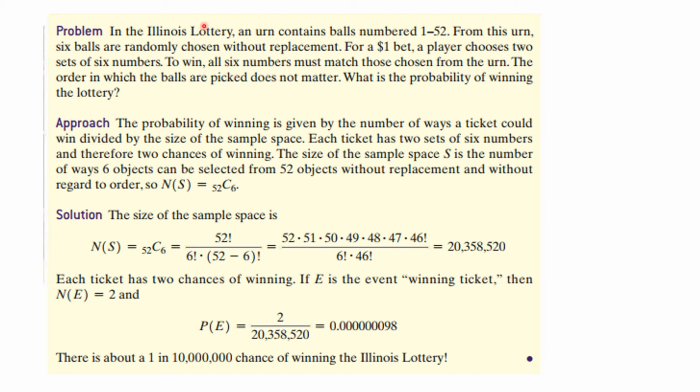Now here is a problem. In the Illinois lottery, an urn contains balls numbered 1 through 52, and 6 balls are randomly chosen without replacement. A player chooses 2 sets of numbers to win. All 6 numbers must match what is chosen from the urn. Again, the order doesn't matter. What's the probability of winning? Well, there are 2 chances to win, but how many different ways can you pick 6 numbers from 52? That's 52 choose 6, and that's over 20 million, so it's going to be 2 chances of winning out of 20 million.